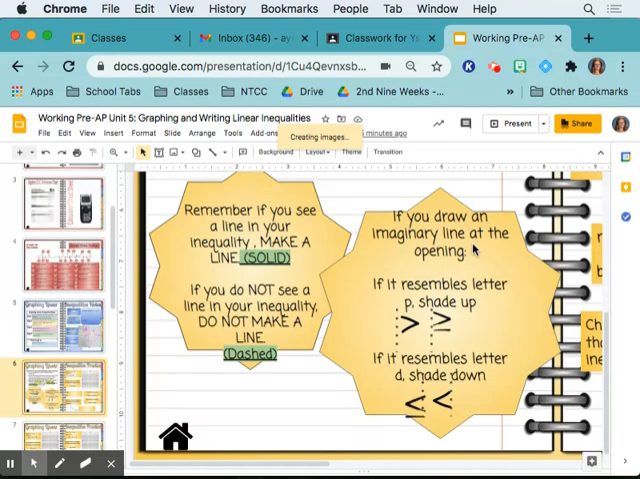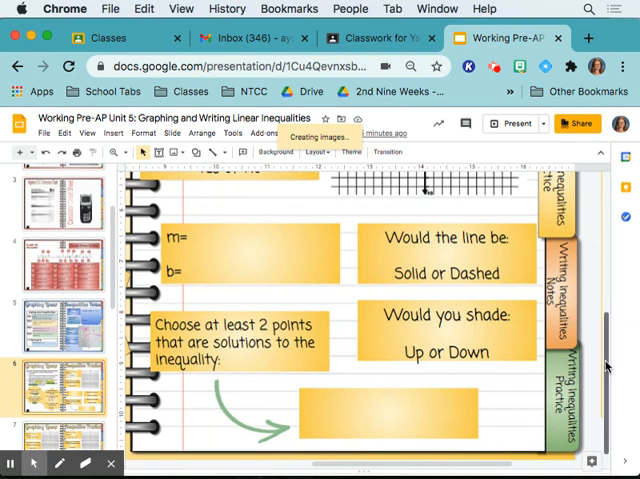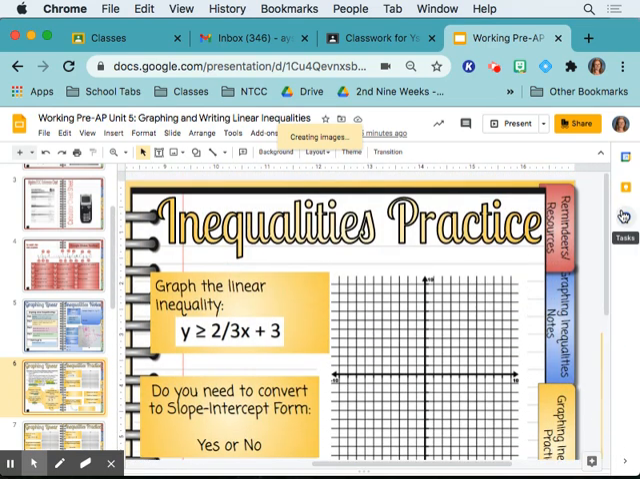If you draw an imaginary line at the opening of your inequality, if it resembles the letter P, shade up. If it resembles the letter D, shade down. These are just something that somebody else came up with. If this makes sense to you, you can use that. If not, you can ignore it. So let's look at the next one.